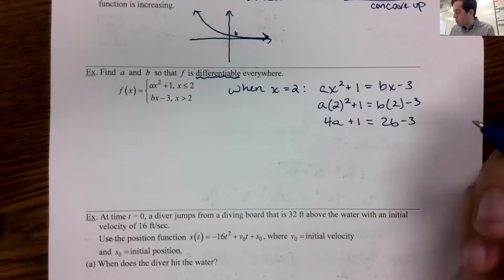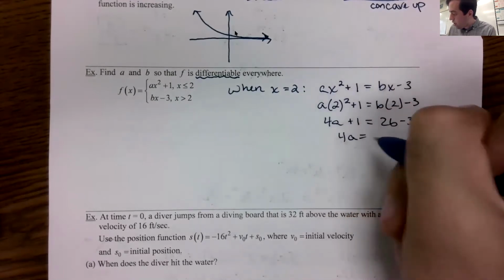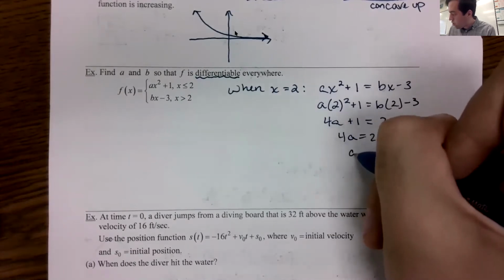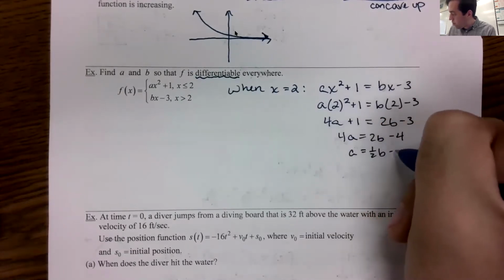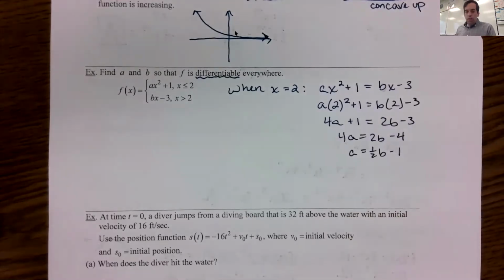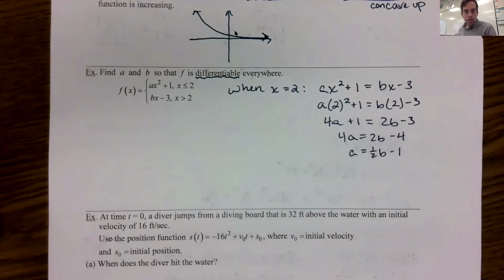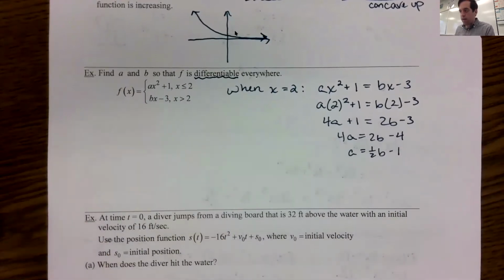If I solved this for a, I would get 4a equals 2b. I'm just going to subtract 1 and then divide by 4. So we get a equals 1/2 b minus 1. Okay, so we're going to think of this almost like a system of equations here, because now we're stuck. We only have one equation so far, so we can't find a and b. So let's go back to our original and think about the first derivatives also have to be the same at 2 in order for this to be differentiable at 2.